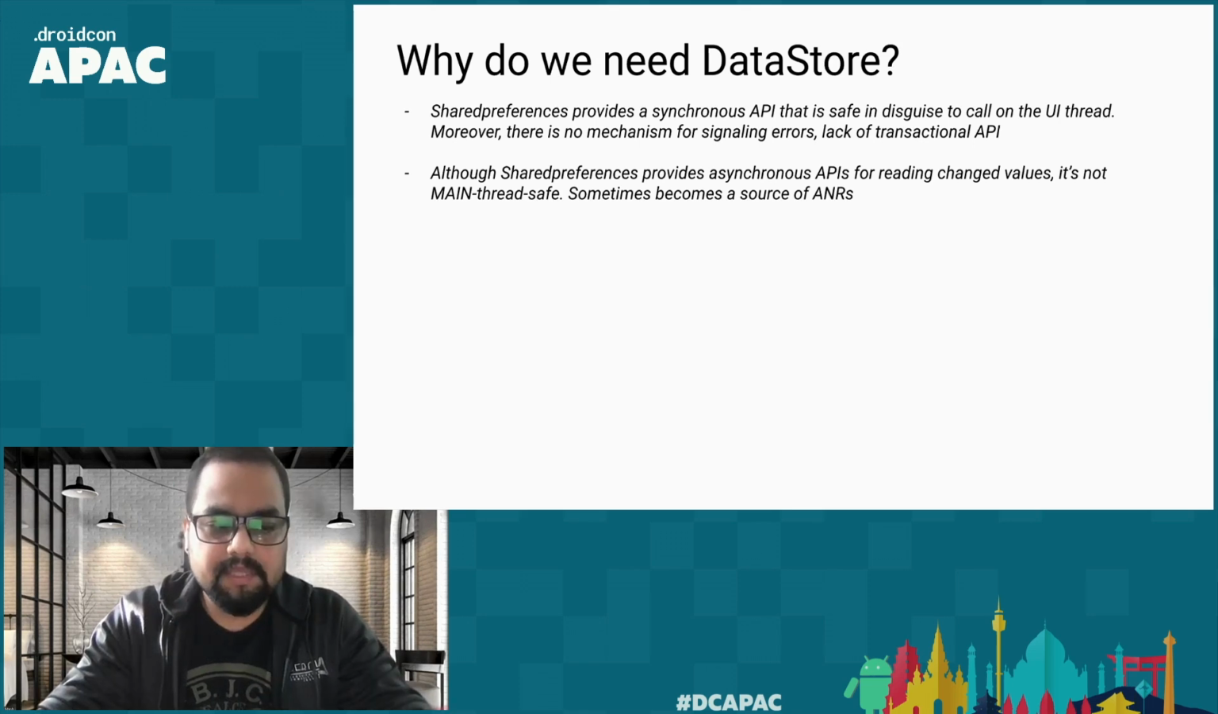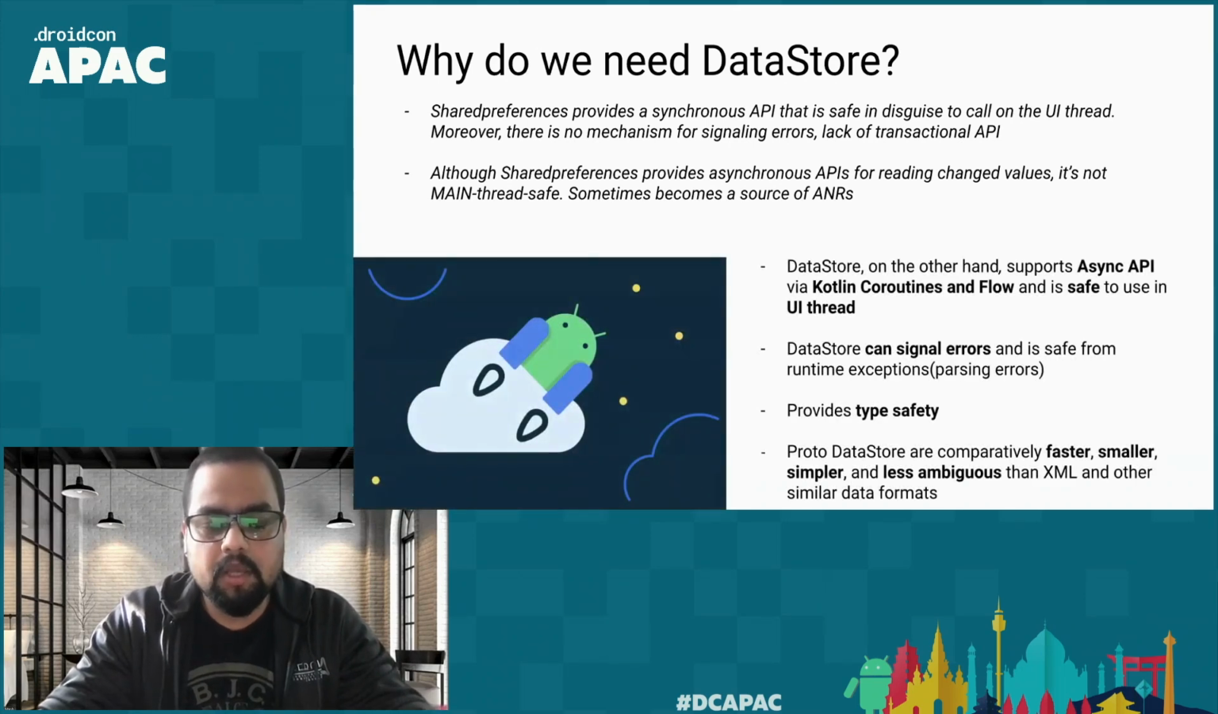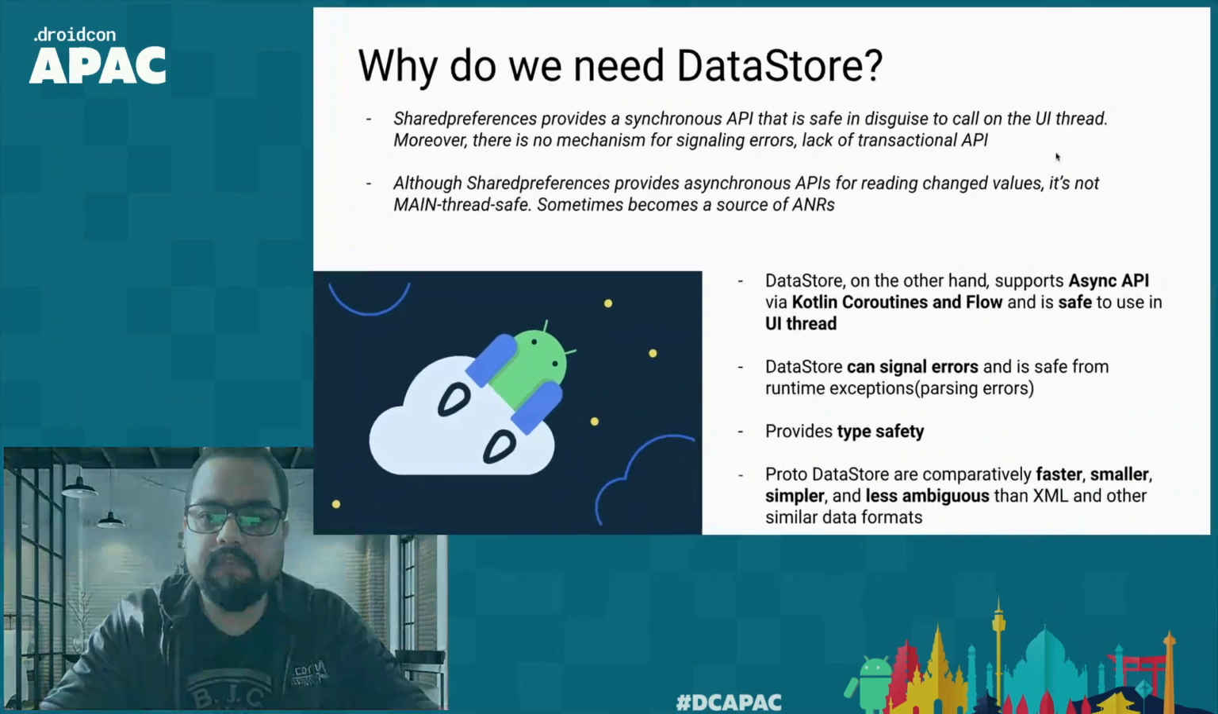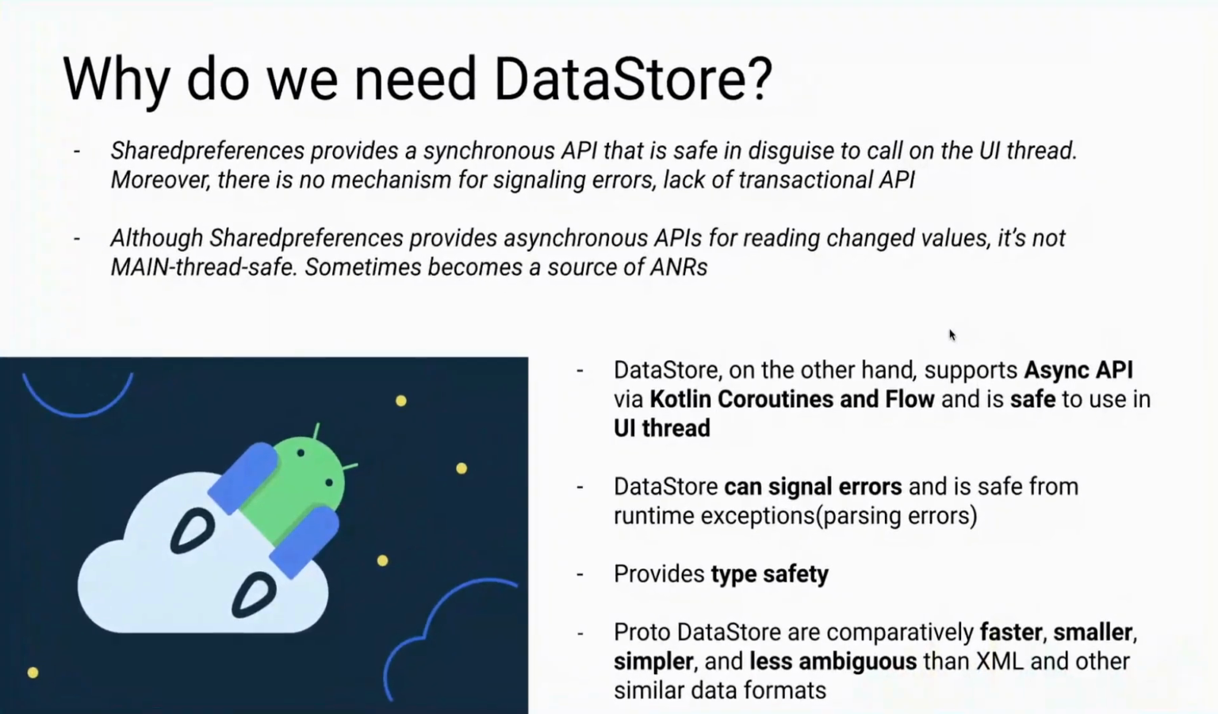But what happens is, whenever we have a shared preference loaded with data, it might result in some ANRs or load time issues, and it is not main thread safe. So what DataStore provides us, on the other hand, is that it supports asynchronous work via coroutines and Flow, and is safe to use on the UI thread.